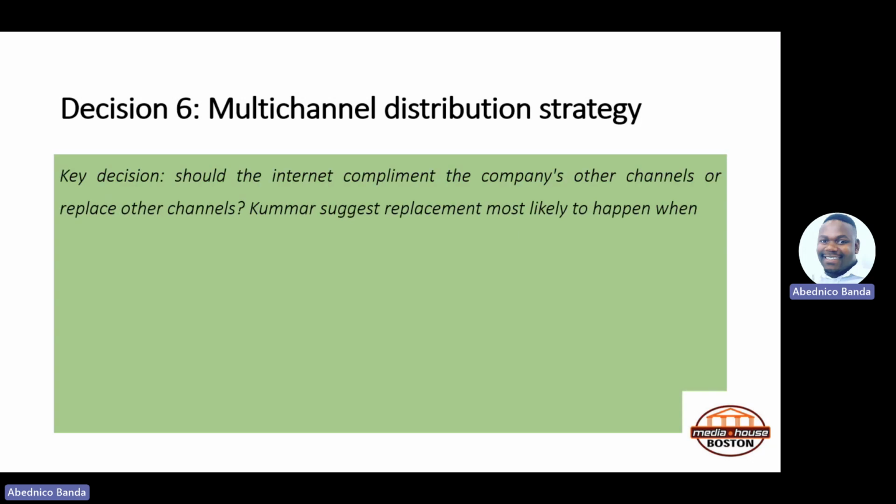So key decisions you need to ask yourself when it comes to a distribution channel, and how you are going to form a synchronization between offline distribution and online distribution. So is it only going to be click online and collect at the store physically, or is it going to be click online and the order gets delivered at your doorstep? So you need to ask yourself, should the internet complement the company's other channels or replace other channels?